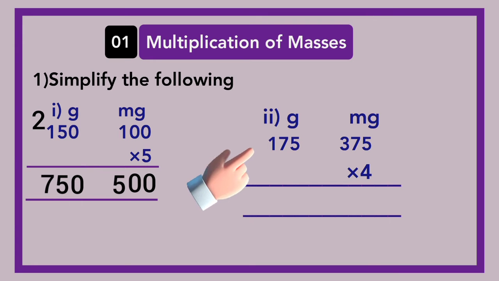The second one, 175 gram 375 milligram multiplied by 4. So we can start from the units place. 4 times 5 is 20. So 0 down and 2 goes to the tens place, that is near 7. 4 times 7 is 28. 28 plus 2 is 30. So 0 comes down and 3 goes to the hundreds place. 4 times 3 is 12. 12 plus 3, you are getting 15.